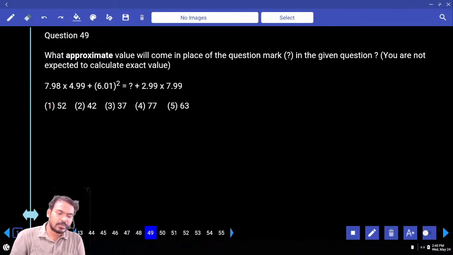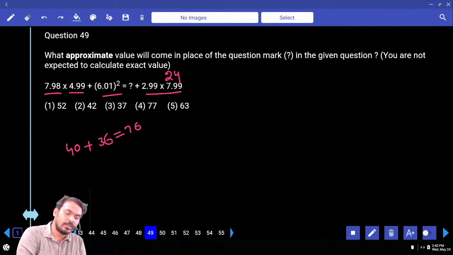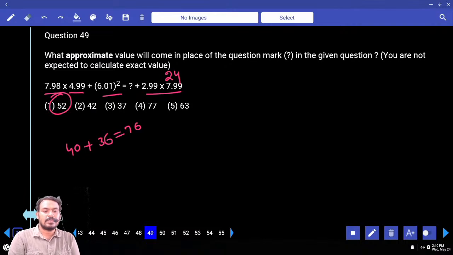Next question number 49. What is the first term? 8. Second one 5. 8 5s are 40 plus 6 square 36. 40 plus 36, 76. Right hand side 3 into 8, 24. Then answer 52 or not? Something plus 24 equal to 76 means something must be 52.